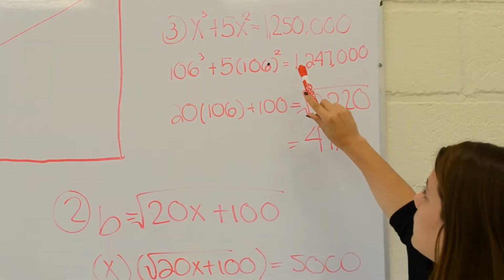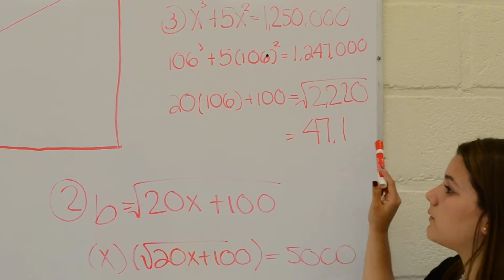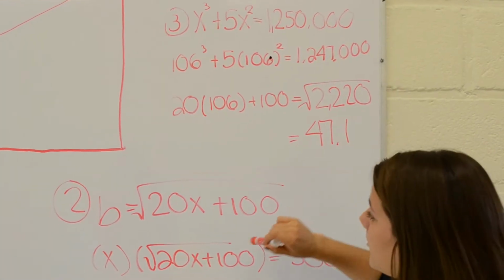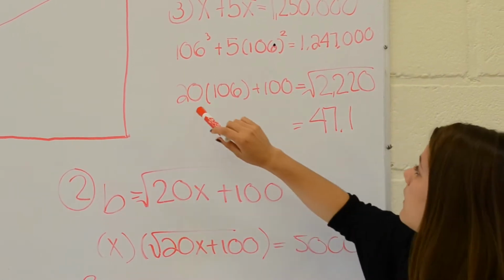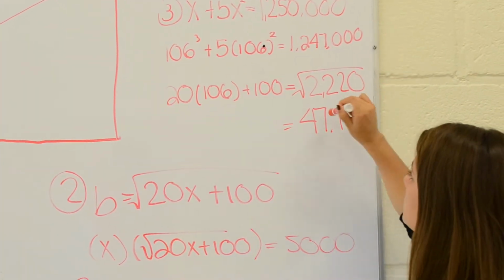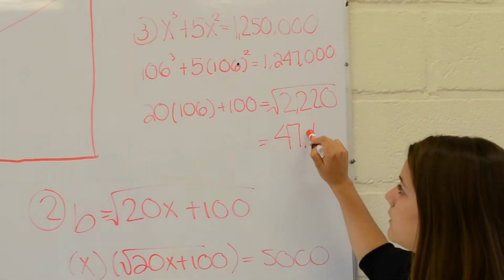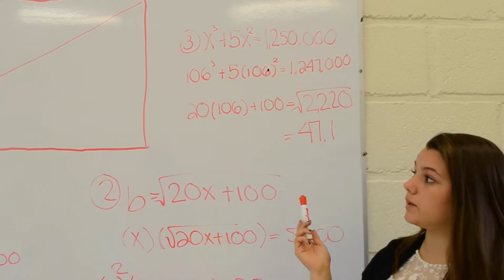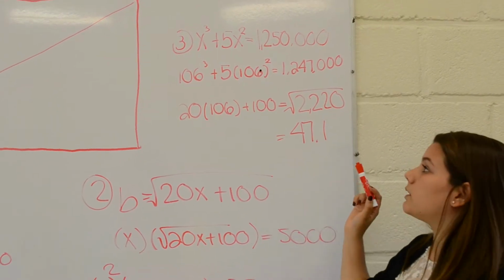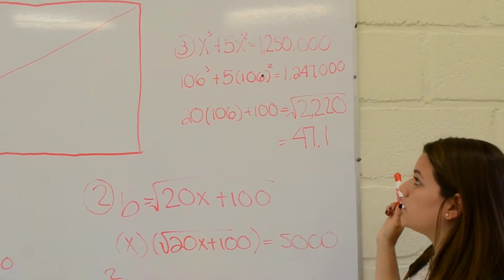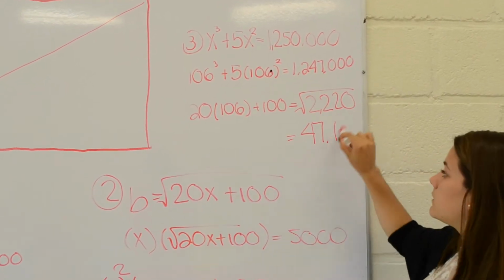And we get 1,247,000. Now we have to multiply it by this equation, without the root, to get this number, that is 47.1. If you multiply this number by this number, it won't give you the 5,000 because it's with decimals. So to have the exact number, you have to multiply 106 with the decimals and this.